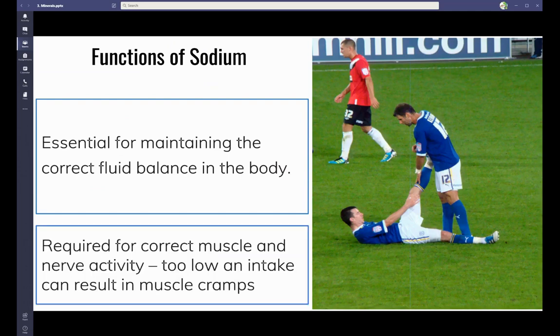Next, moving on to sodium. So, sodium is essential for maintaining the correct body fluid balance in the body. And it is also required for the correct muscle and nerve activity. So, if you're not getting enough sodium in your diet, you may experience muscle cramps.